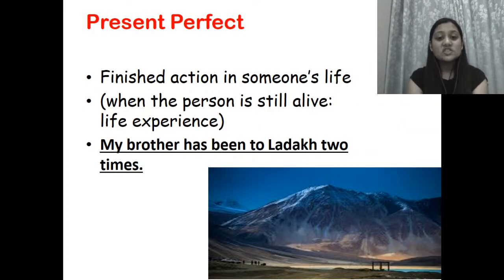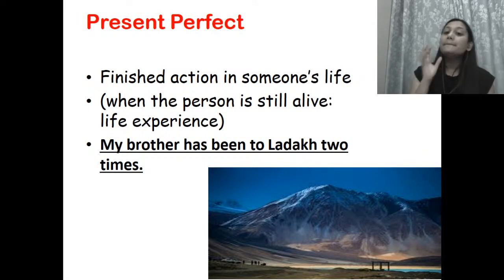Present perfect: a finished action in someone's life. So when the person is still alive and we are talking about that person's life experience, this is something you need to keep in mind. For example, my brother has been to Ladakh 2 times. My brother is still alive. We are talking about the present time, but he is still alive and he might go to Ladakh again. So till now he has gone 2 times, but he is still alive, so he might go in the future, right? Although the action is finished, he is still alive.